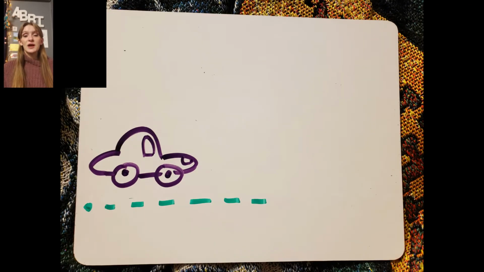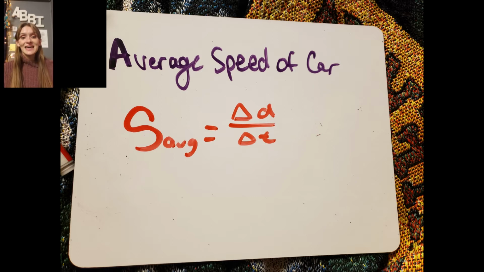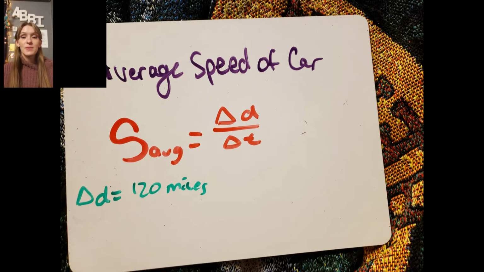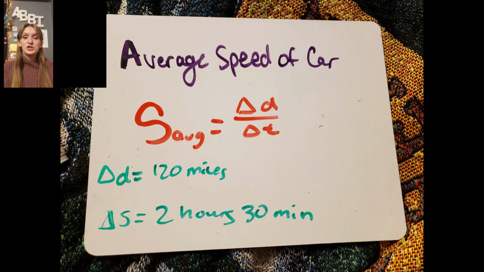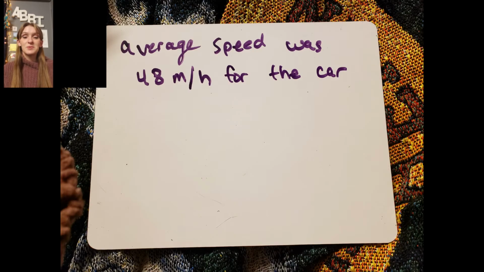Imagine this. A car drives 120 miles in 2.5 hours. We could easily calculate the average speed for this car by taking the total distance over the total time. 120 miles over 2.5 hours. The average speed then would be 48 miles per hour.